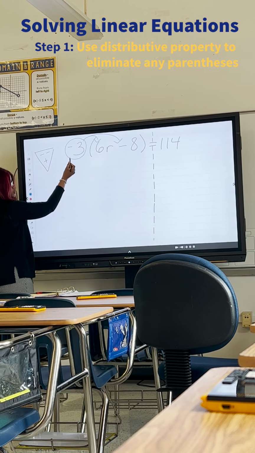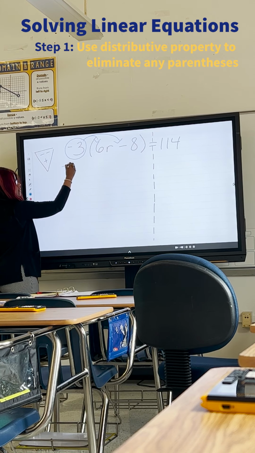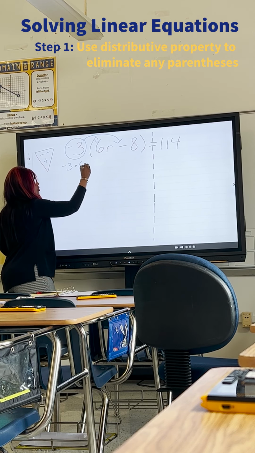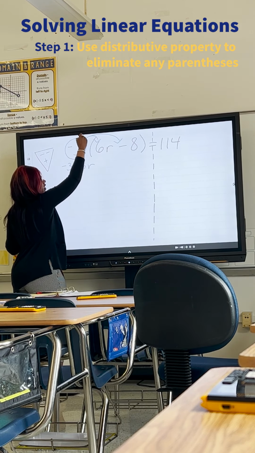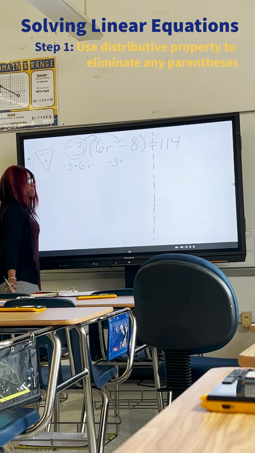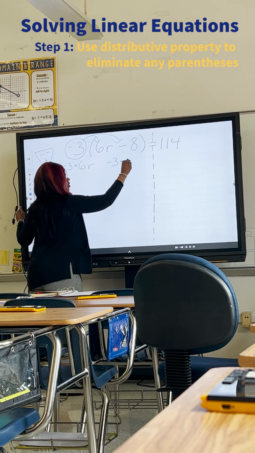So I'm going to distribute, I'm going to multiply my -3 times, what is the first term inside the parentheses? 6r, okay? And then I'm going to also, once again, distribute the -3 times the second term. So -3 times what? -8, okay? And I will incorporate the box.